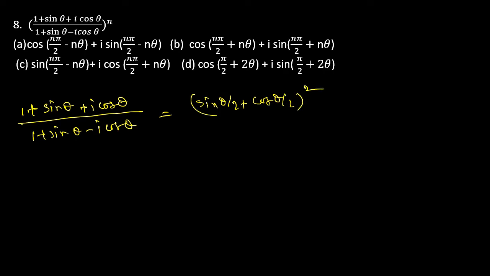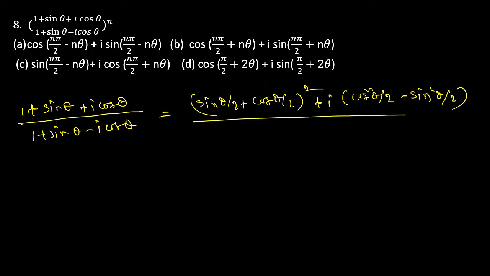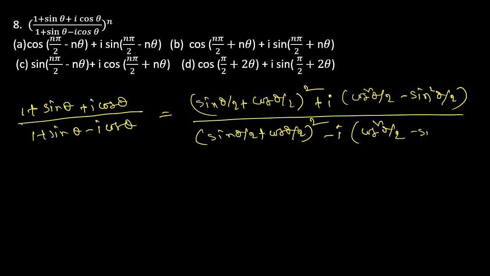Observe that if we break this, we get this is equal to 1 plus sine theta, and cos theta means cos square theta by 2 minus sine square theta by 2. Similarly, 1 plus sine theta, it means sine theta by 2 plus cos theta by 2 whole square, minus i cos square theta by 2 minus sine square theta by 2.